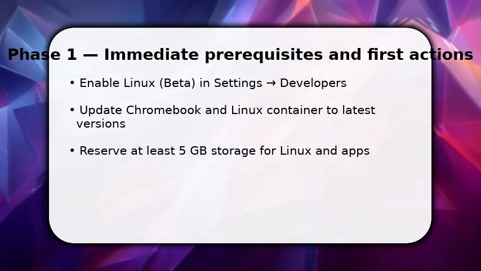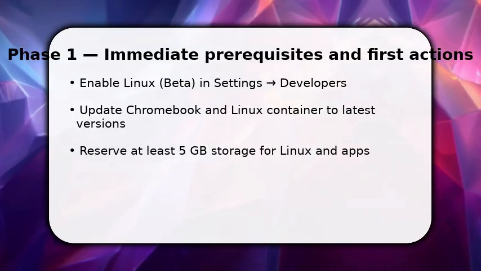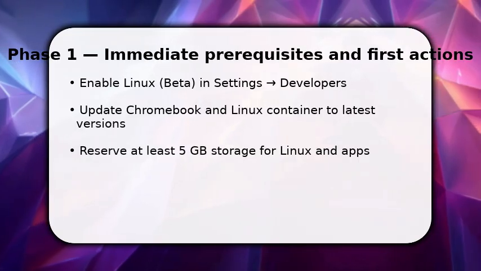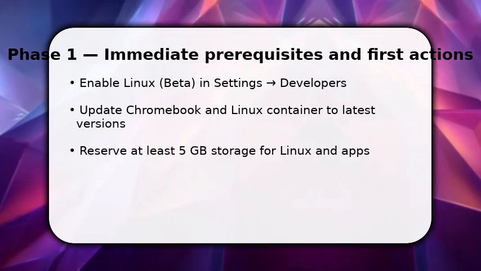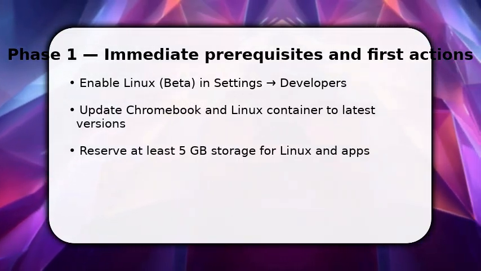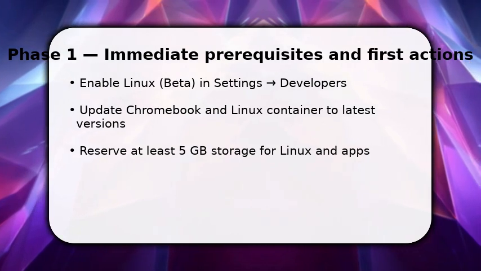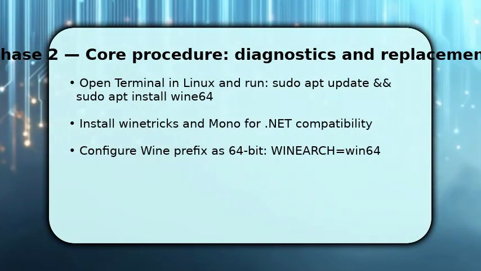This prevents dependency errors. Make sure you reserve at least 5 GB of storage when prompted, because Paint NET plus Wine needs room to install and run. Finally, note why. Linux gives you a familiar package environment, and storage avoids mid-install failures, so proceed only after updates finish.